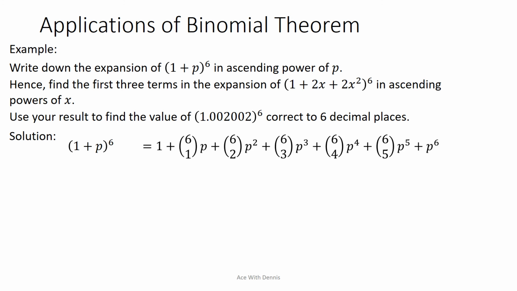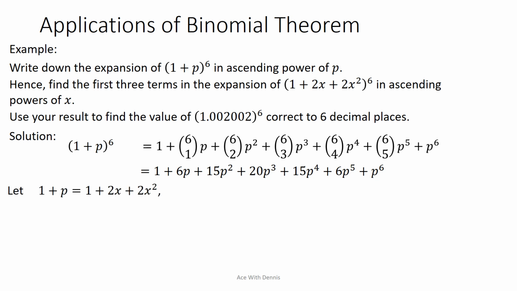Using the binomial theorem, we can expand (1 + p)^6 = 1 + 6 choose 1 p + 6 choose 2 p² + 6 choose 3 p³ + 6 choose 4 p^4 + 6 choose 5 p^5 + p^6. And we get 1 + 6p + 15p² + 20p³ + 15p^4 + 6p^5 + p^6. So we answer the first question.